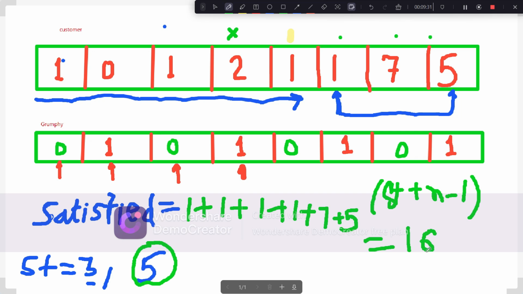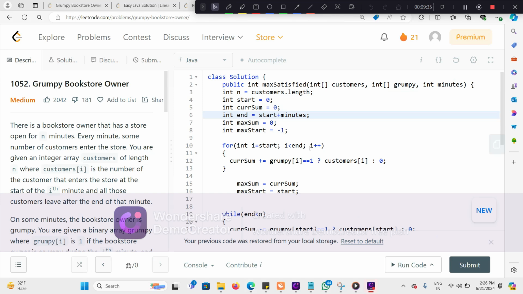So let me show the exact code of it. See here, first of all I have made two variables, maxsum, to store the max sum, and maxstart, to store the maximum start value. These are the current start and normal start value. First of all, I am traversing through this cur sum basically.